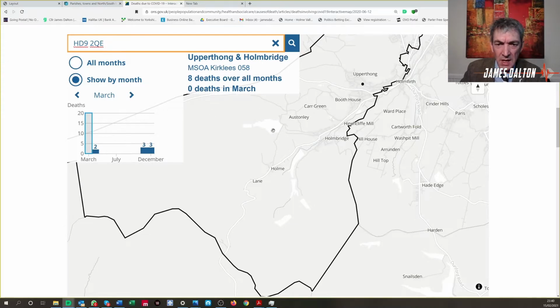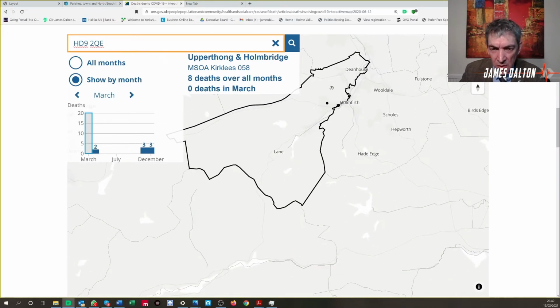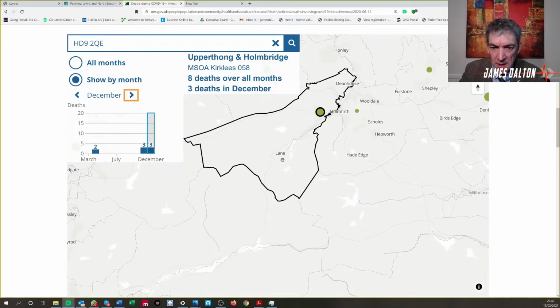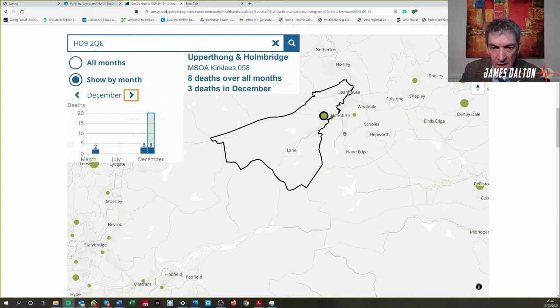Yes, here we go. So in this part of the Holme Valley Parish, the west end, back in March, we didn't have any in the peak. At the peak of the epidemic, we had 2 in April. Again, 1, 2, 3, 4, 5, 6 months, thankfully with no mortality, and then 3 in November and 3 in December. So we've got 8 in there, 3 in the other area.